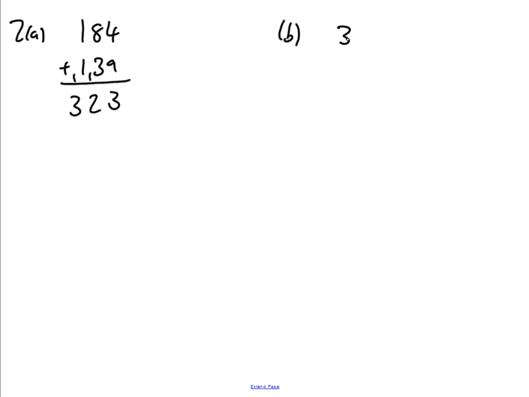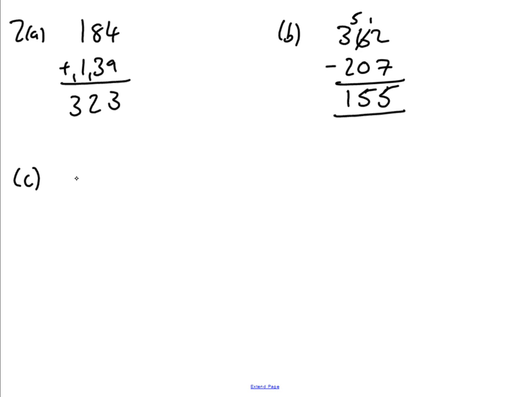Question 2. So this is looking at methods in effect. So we've got 184, 139, I'm going to add them. So 4 plus the 9 is 13. 6 plus the 3 is 11, plus the 1 is 12. 1, 1 and 1 is the 3. B is a takeaway. So we've got 362 take away 207. 2 take away 7 you can't do. So you borrow 1 from the 5. 12 take away 7 is 5. 5 take away 0 is 5. And then 3 take away 2 is your 1.